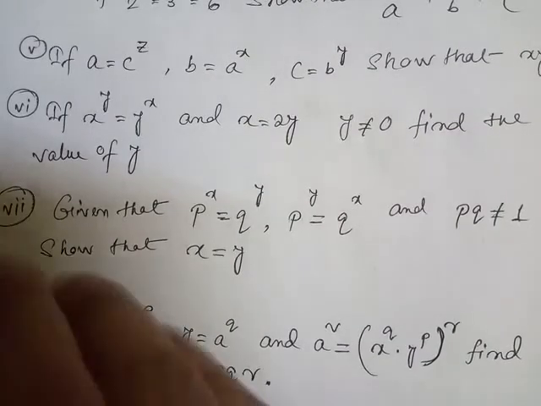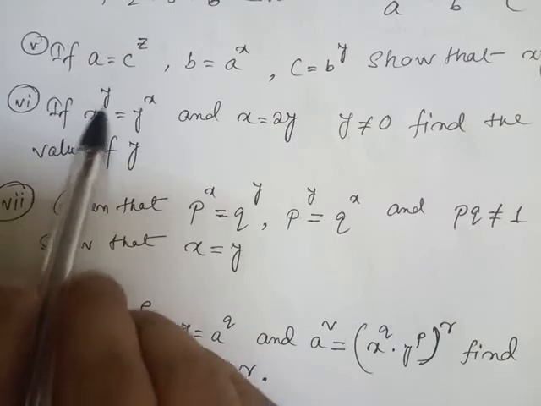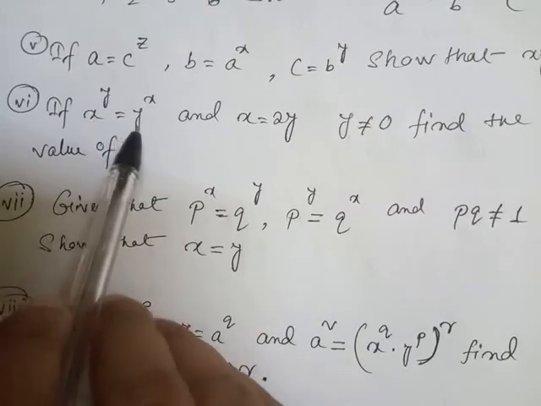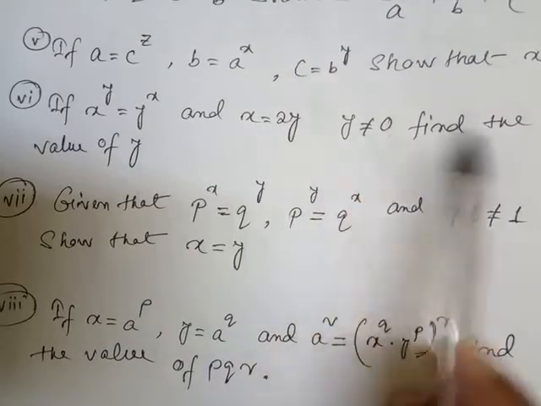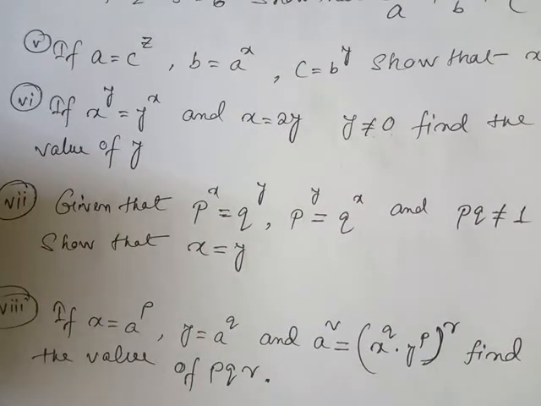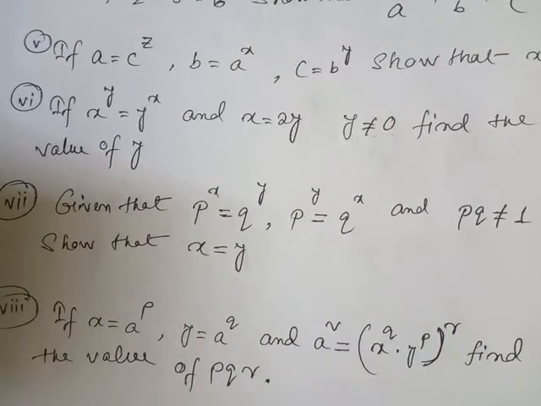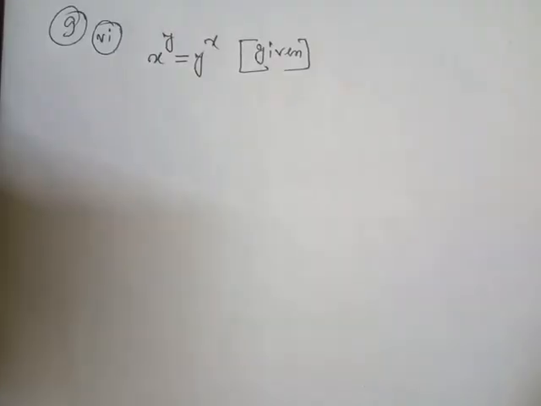Next question is student, 9 Roman 6: if x to the power y equals y to the power x, then x equals twice y and y is not equal to 0, find the value of y only. We are going to solve this question now. Let's have a look how to solve this one. Look student, this is the 9 Roman 6 question.